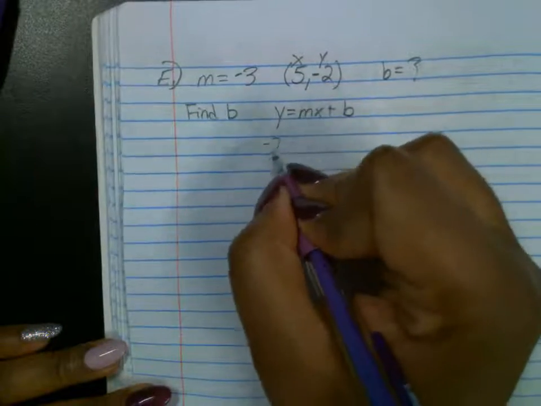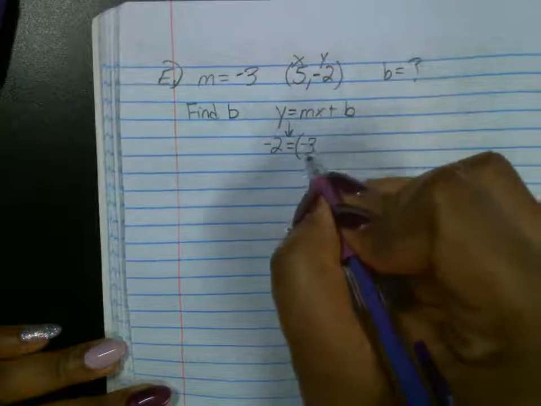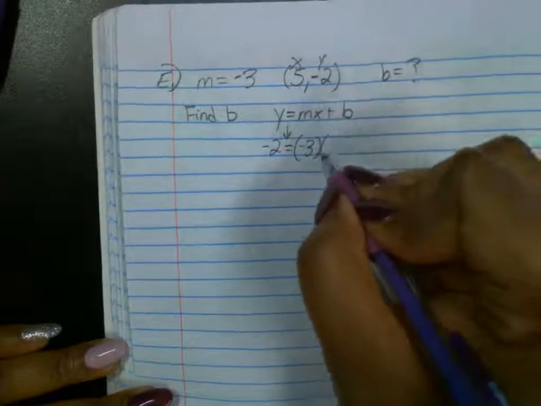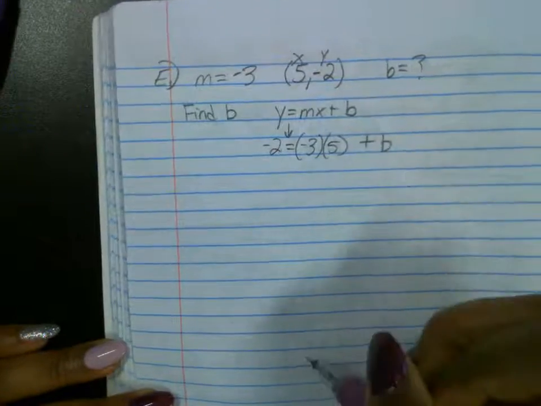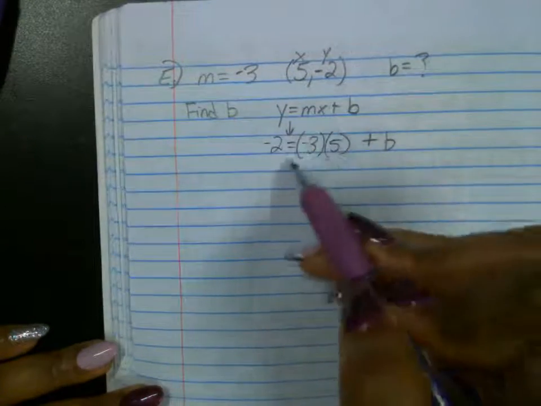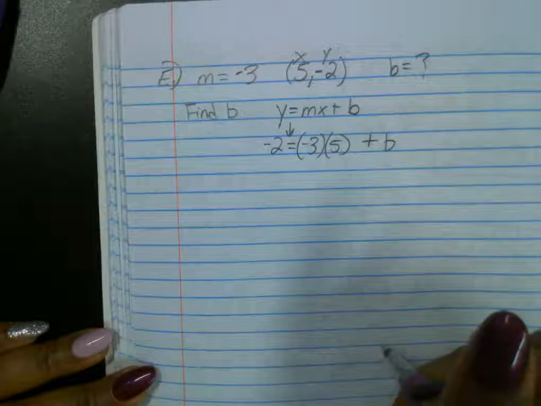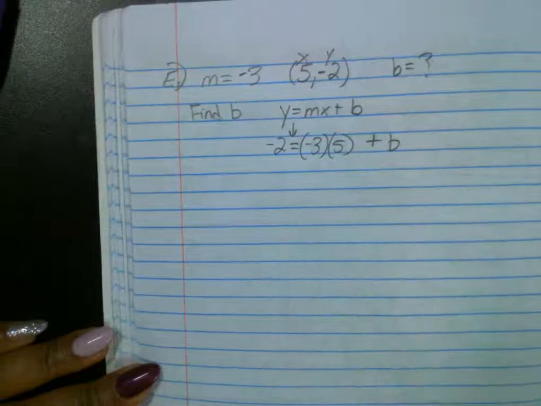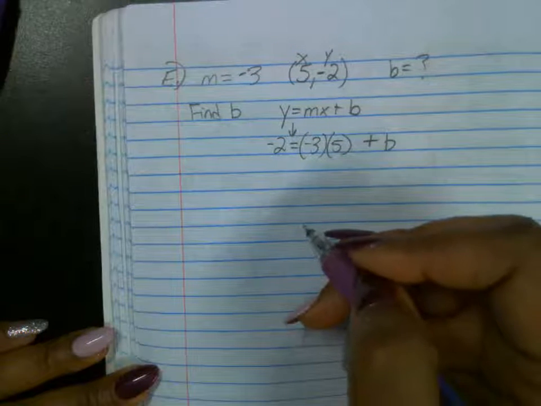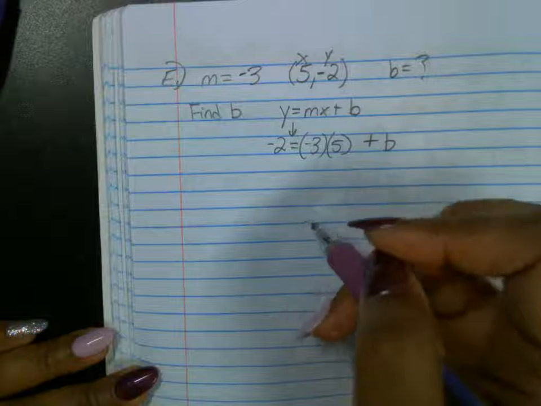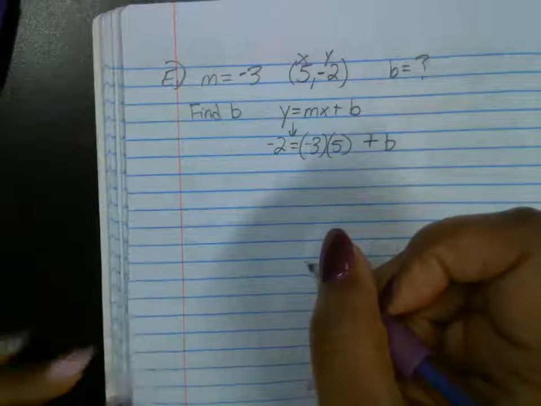Y here is -2. M is -3. X is 5, and then you bring down the plus B. All I did here, guys, was substitute those numbers into the slope intercept form. What's the next thing that I need to do in order to solve for B? And I did it in the other problems.